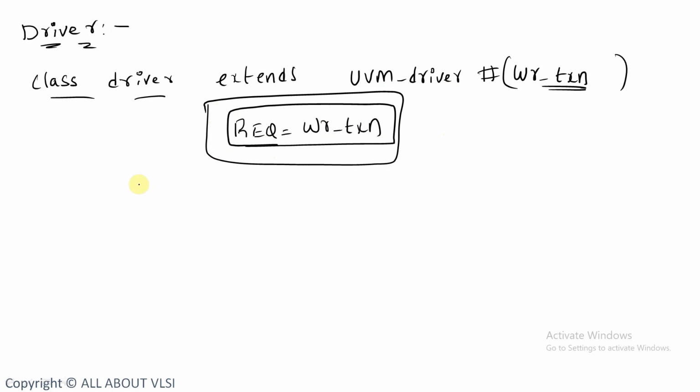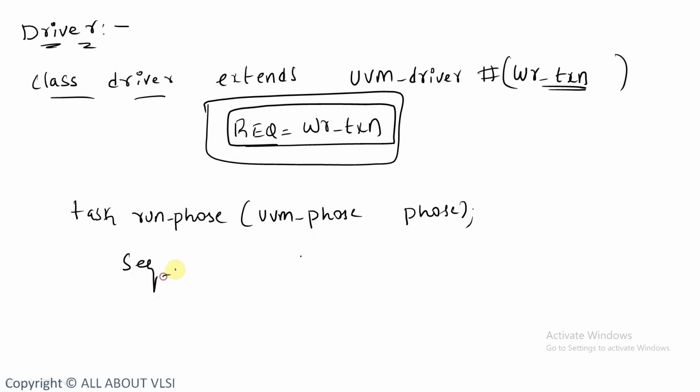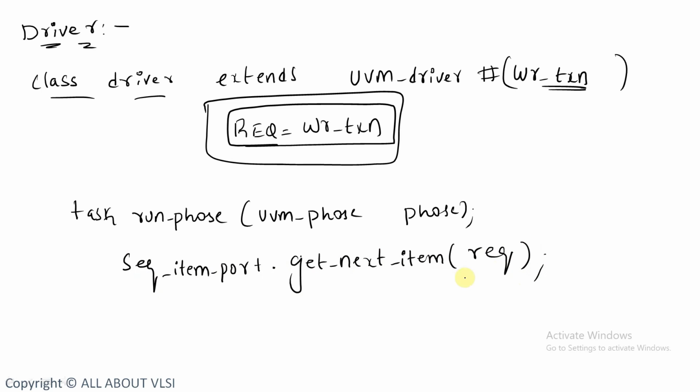We already know how to declare and register this. Now let us see how to call this method. Within the run phase task, uvm_phase, how are we calling get_next_item? We have the TLM port handle, which is seq_item_port. We call seq_item_port.get_next_item, and we pass REQ.